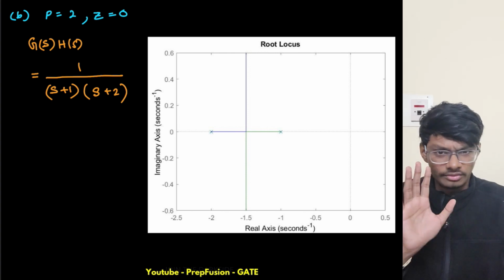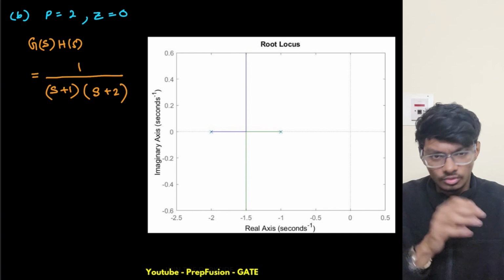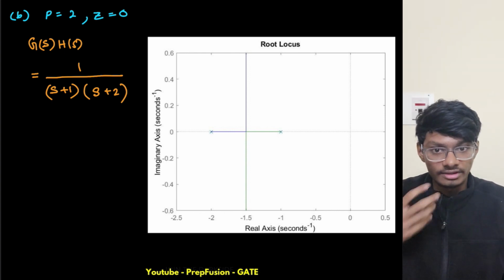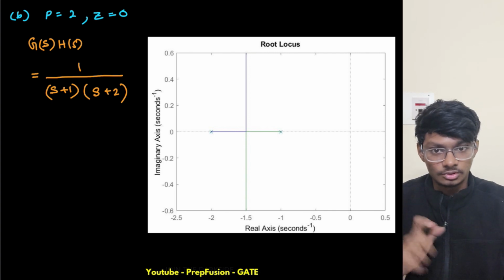All of this I have already taught you, right? Response is slower, dominant pole, I have taught you with examples, all those things. So I hope you can recall this. If you aren't able to recall, you have to revise again. So keep on revising, right?